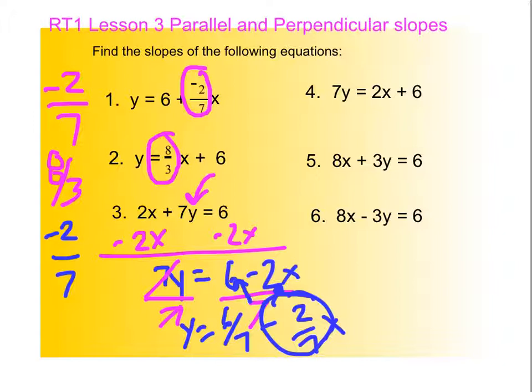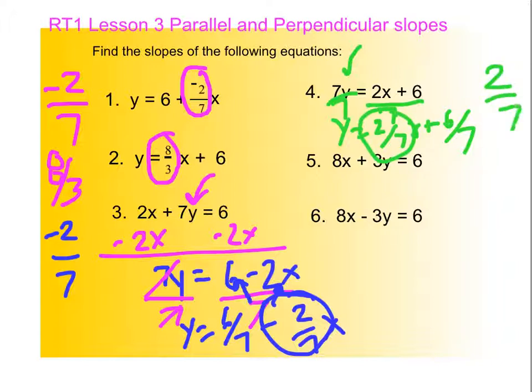Number 4 is a little bit easier. To get y alone, all you need to do is divide by 7, and just like in problem 3, you'll use that distributive property for division, and you'll end up with 2/7 x plus 6/7. That means the slope for problem number 4 is 2/7.